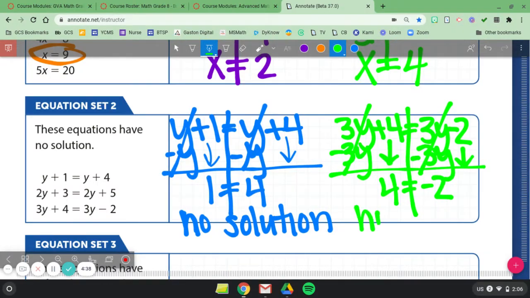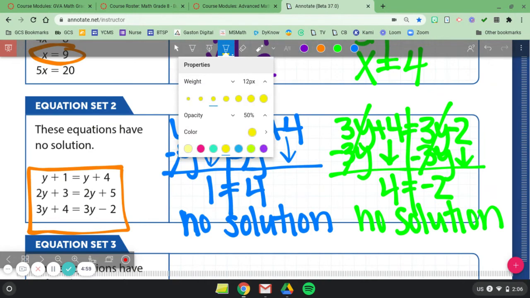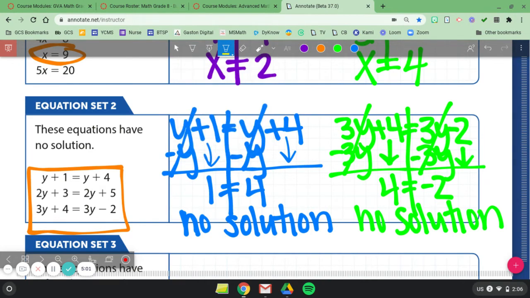So there is no solution, or no number that is going to work for that equation or make the left and the right side of that equation equal each other. Now, you don't have to continue solving the equation if you see these types of things and are able to recognize it. So let me show you what I'm talking about.